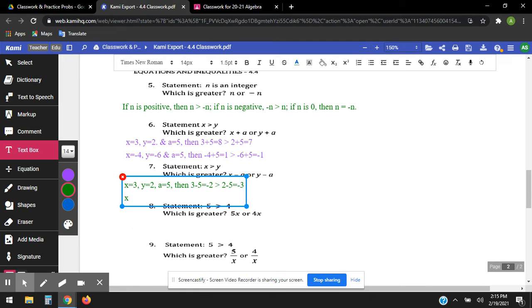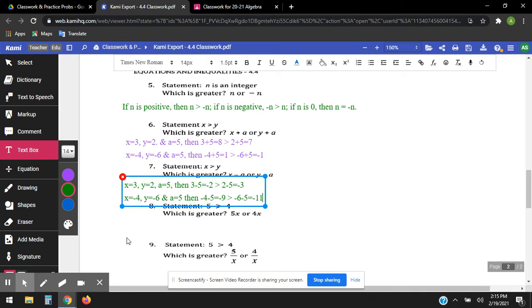Let's try it one more time. Let's do it with negatives. X equals -4, y equals -6, and a equals 5. Then let's do -4 minus 5, which is -9. Is that still greater than -6 minus 5, which is -11? Yeah, that still works.